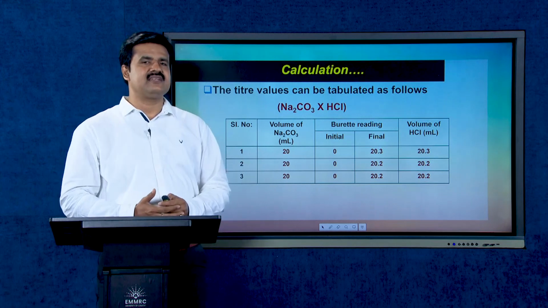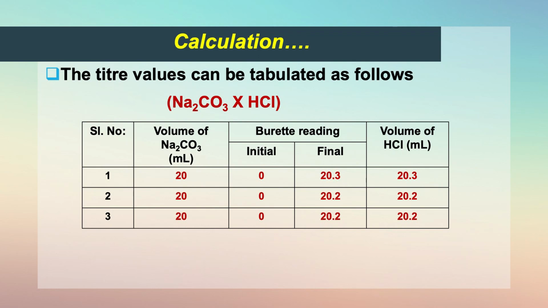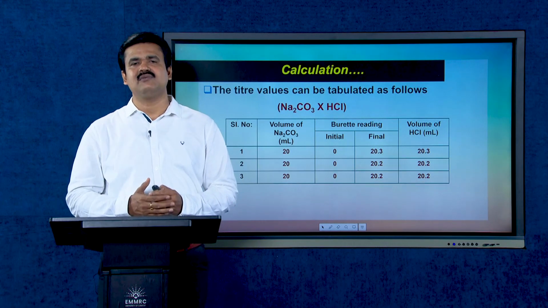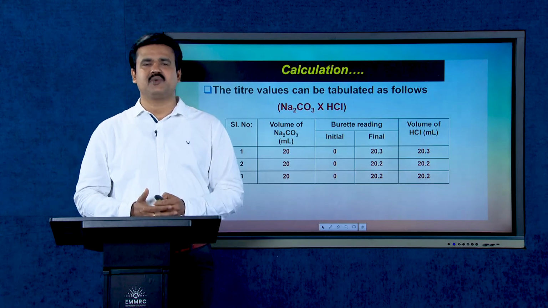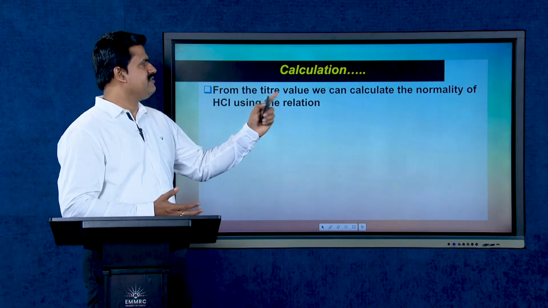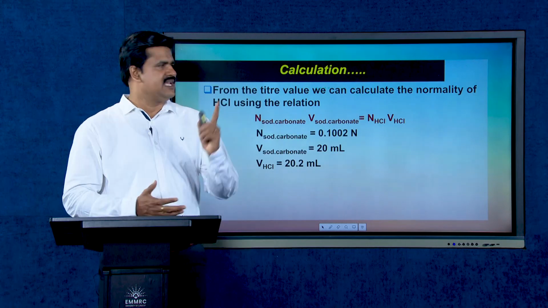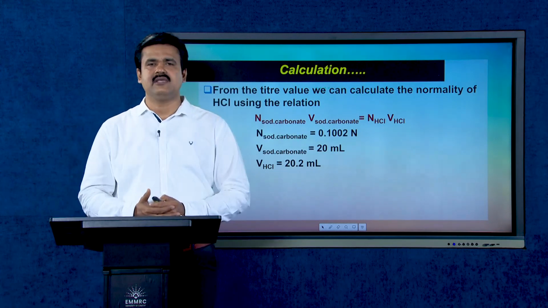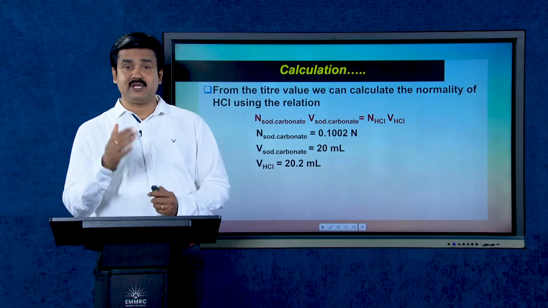The volume of sodium carbonate pipetted out in 3 consecutive titrations is 20 ml, and you got the concordant value, that is the volume of HCl used, equal to 20.2 ml. That is, 20.2 ml is the volume of HCl required to neutralize 20 ml of the already prepared sodium carbonate solution. We can continue the calculations. From the titer values, we can calculate the normality of hydrochloric acid using the relation N sodium carbonate into V sodium carbonate equal to N HCl into V HCl. This is a more specific form of the volumetric equation N1 V1 equal to N2 V2.